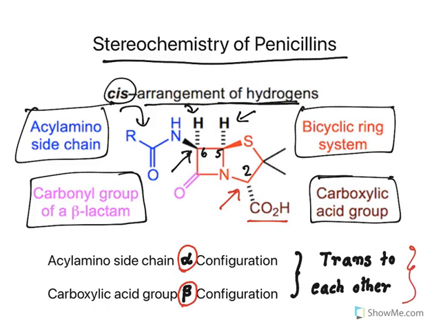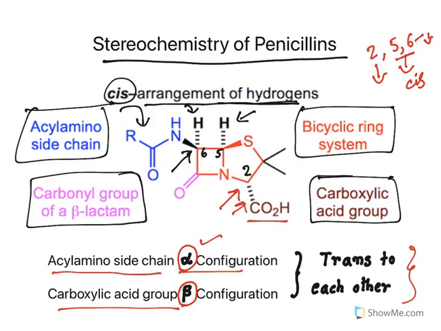So, when you read about the stereochemistry, you need to mention only the asymmetric centers. At the 2nd carbon, the 5th carbon and the 6th carbon, asymmetric centers are there. At the 2nd carbon, the carboxylic acid is present below the plane. At the 5th and 6th carbons, both the hydrogens are present below the plane, cis to each other. Whereas at the 6th carbon, the acyl amino group is present above the plane, and the carboxylic acid is present below the plane. Both of them are trans to each other. Only 2 points are there.